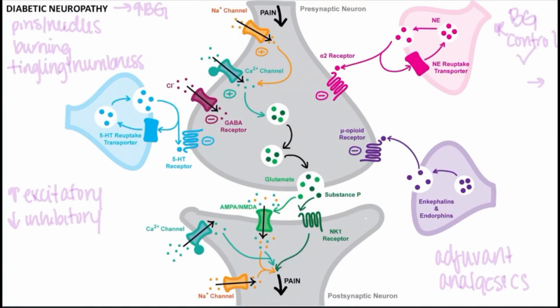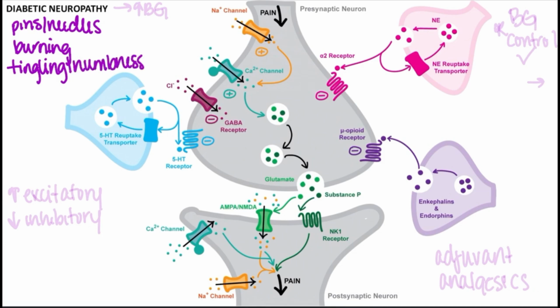General peripheral neuropathy is thought to result from some sort of peripheral axon injury, and this pain is perceived without any sort of noxious, painful stimulus, and is usually described as either pins and needles sensation, a burning sensation, or tingling and numbness.